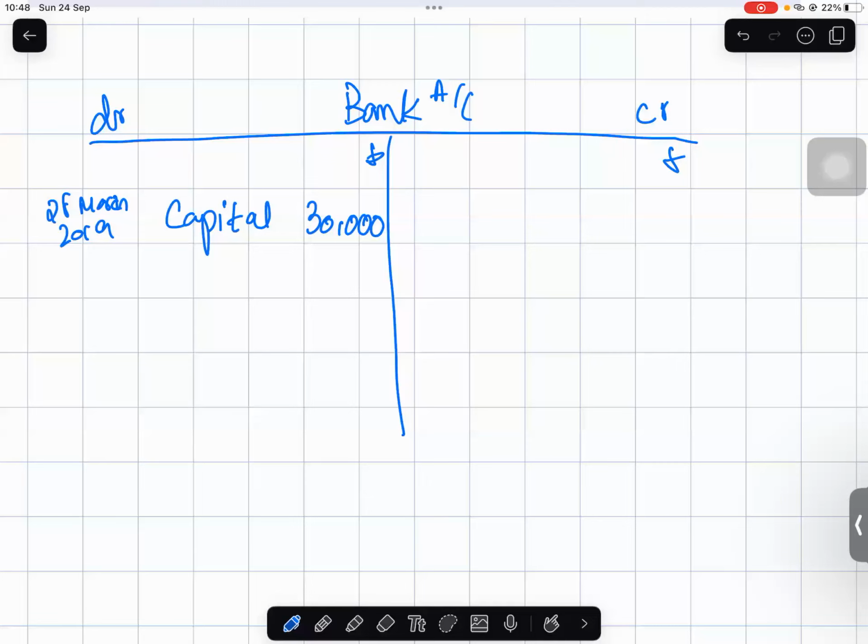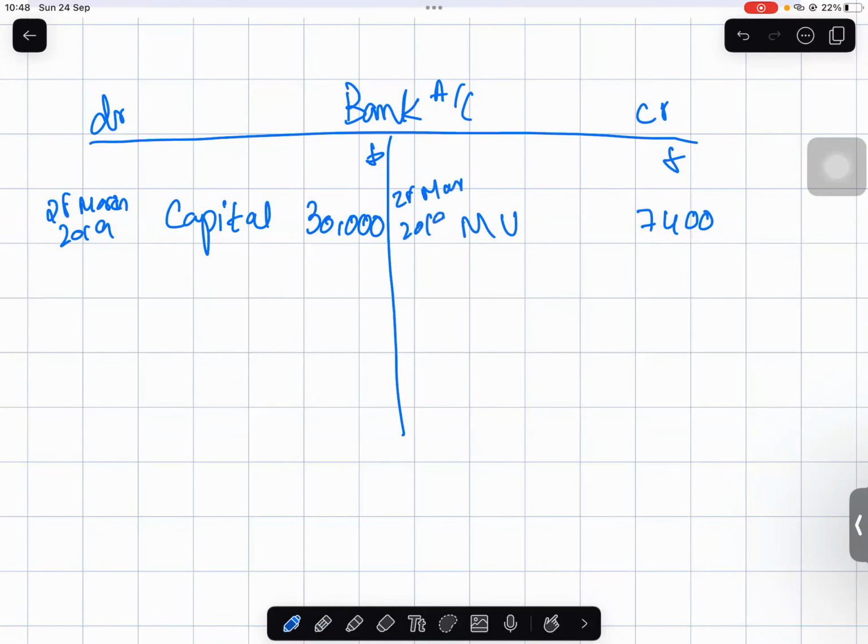Then they're telling us on the same day he purchased a motor van and paid out 7,400 by check. So on the same day he had purchased a motor van for which he paid 7,400 by check. Again, it is through bank. By check, this means motor van account will be debited and the bank account will be credited. And so on the credit side, we will write 7,400 motor vehicle, on the same day, 25th March 2019.